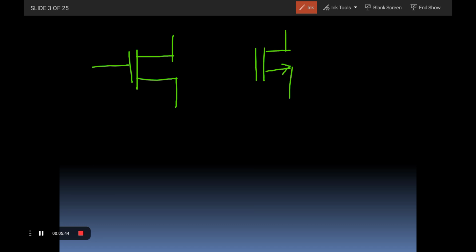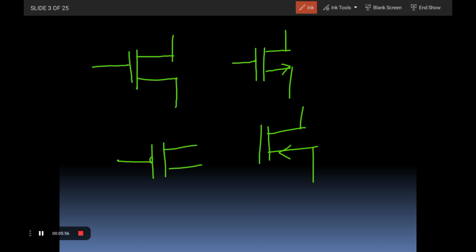Suppose you want to turn on the nMOS transistor. The symbolic representation for an nMOS transistor is like this. This is an nMOS transistor, or at some point it can also be represented like this. It is also nMOS. The pMOS transistor can be represented with the bubble representation. It can also be represented with a direction like this. So this is the pMOS transistor.